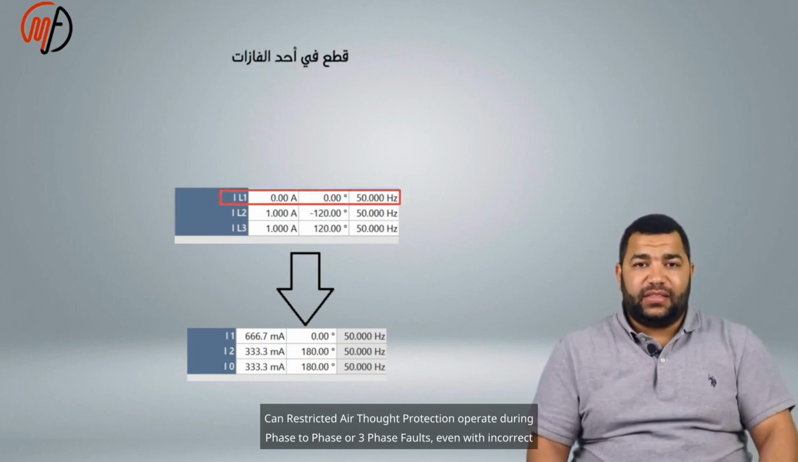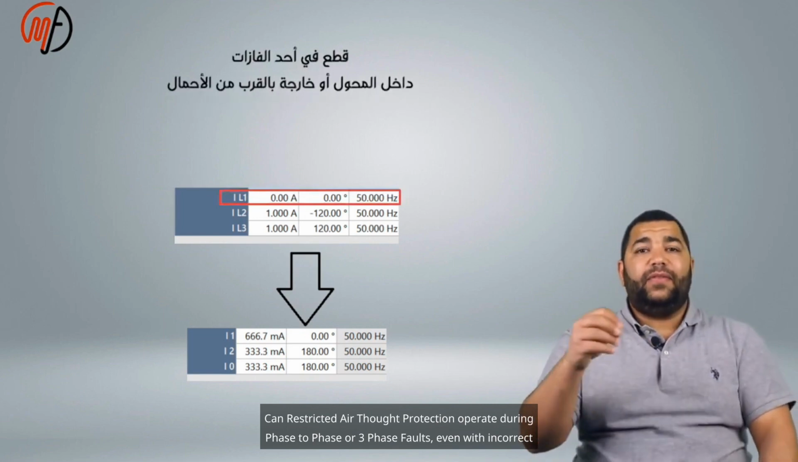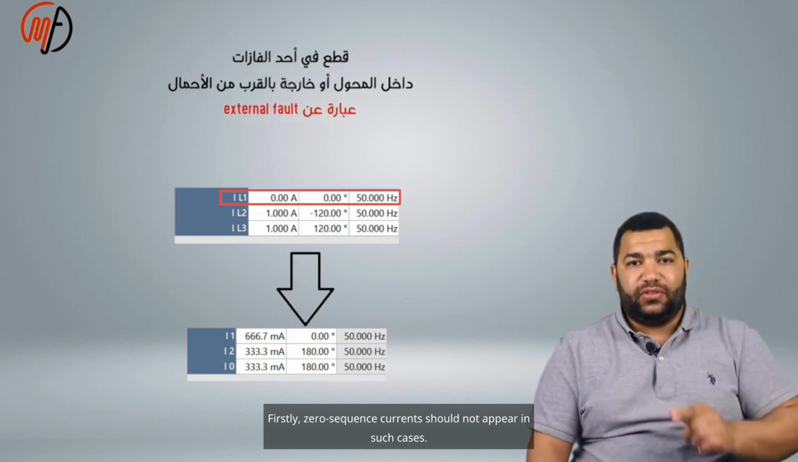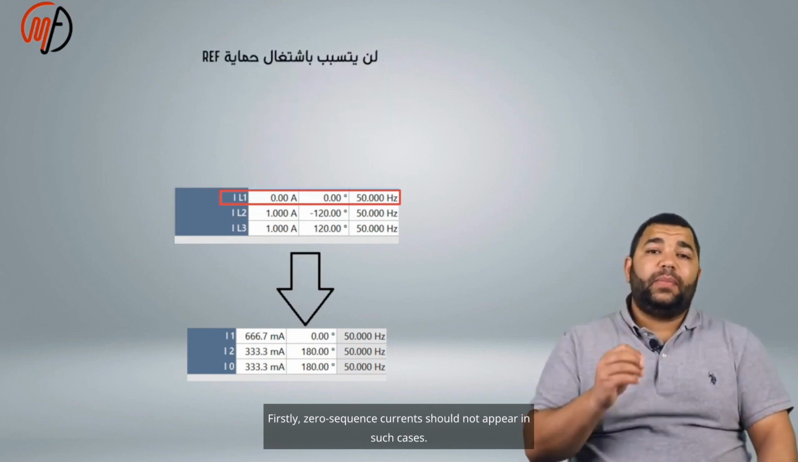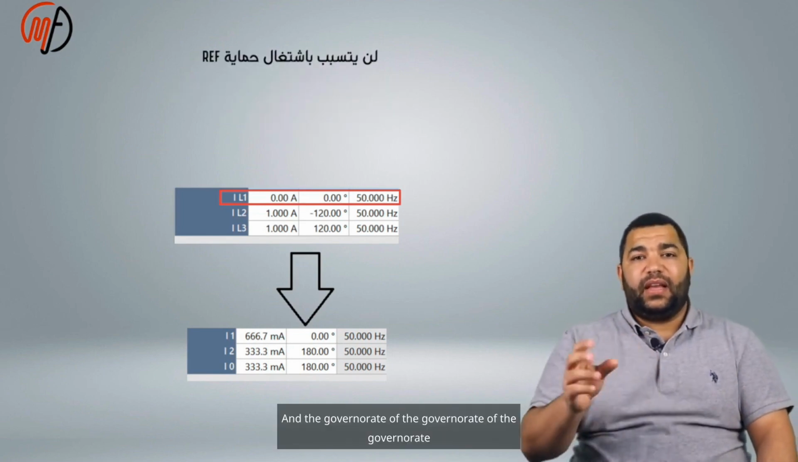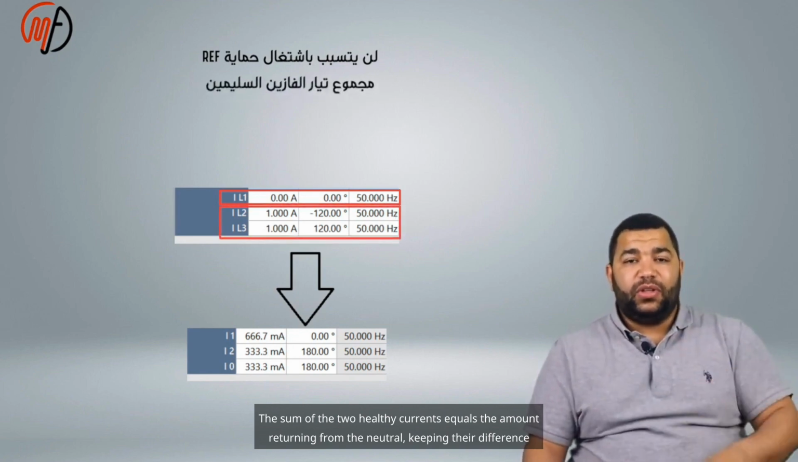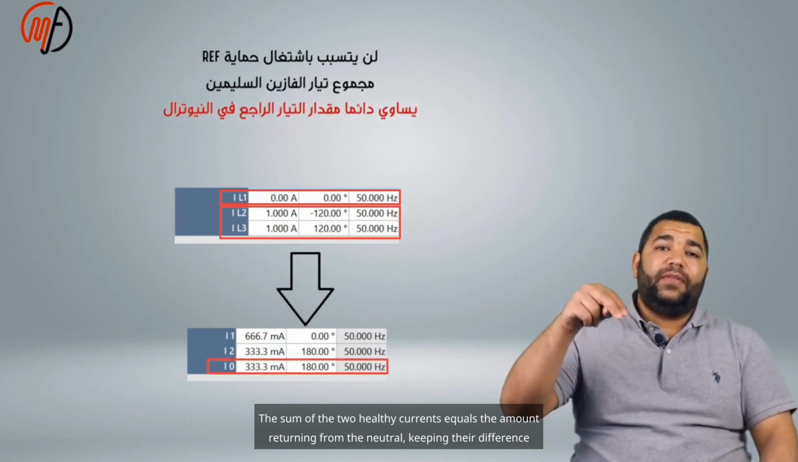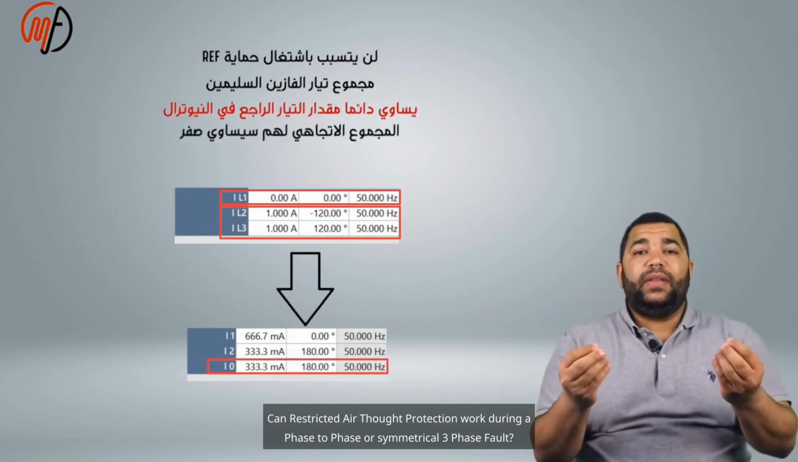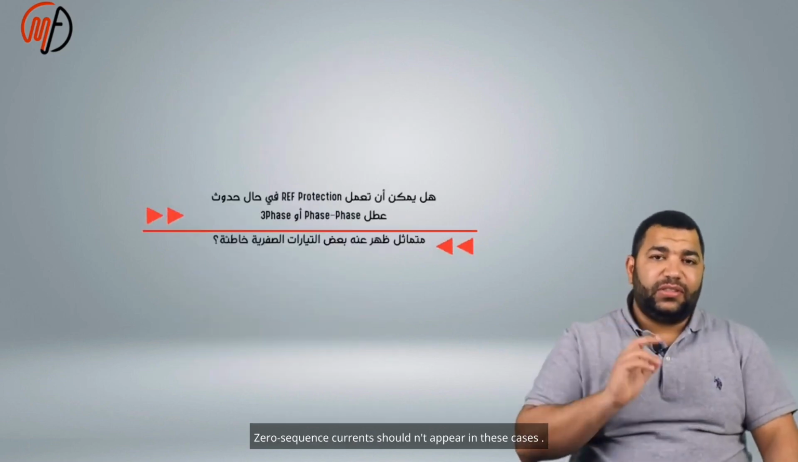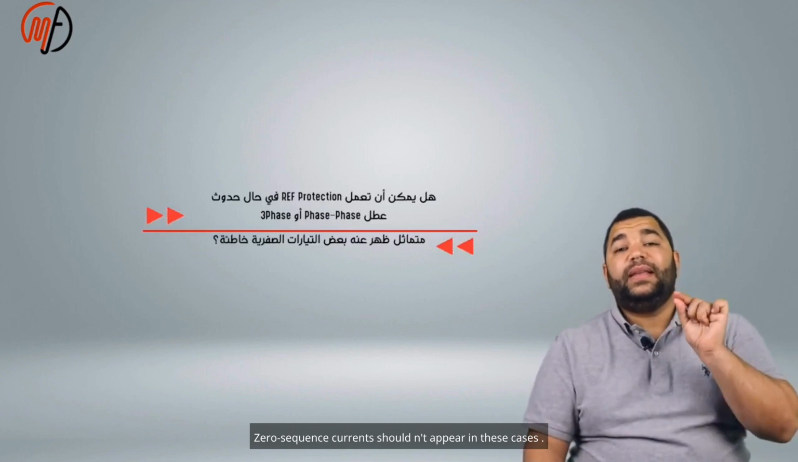Can restricted earth fault protection operate during phase-to-phase or 3-phase faults, even with incorrect zero-sequence currents? Firstly, zero-sequence currents should not appear in such cases. The sum of the 2 healthy currents equals the amount returning from the neutral, keeping their difference 0. Can restricted earth fault protection work during a phase-to-phase or symmetrical 3-phase fault? Zero-sequence currents shouldn't appear in these cases.